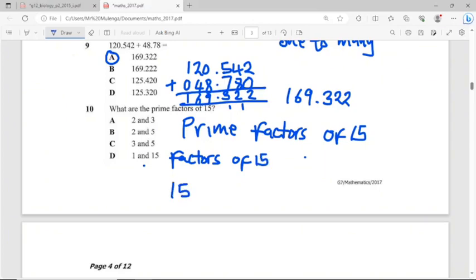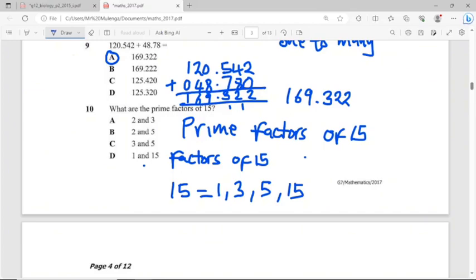What are the factors of 15? Factors of 15 are the numbers that can go into 15 without leaving a remainder. So we are talking of 1. Apart from 1, we are talking of 3. Apart from 3, we are also talking of 5. Then we are also talking of 15 itself, because 1 can go into 15 without giving you a remainder, 3 can go into 15 without a remainder, 5 and 15 as well.